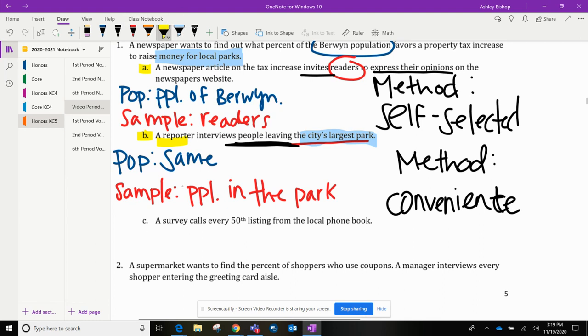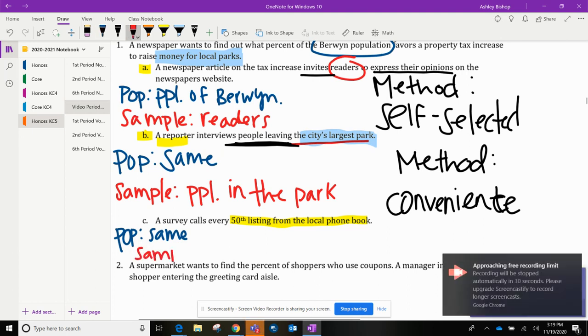Alrighty, now I am a survey that calls the 50th listing from the local phone book. So every 50th listing. So again, I want to find the Berwyn population. So my population is the same. Now my sample, the people that I am able to reach, is just going to be the people from the local phone book.